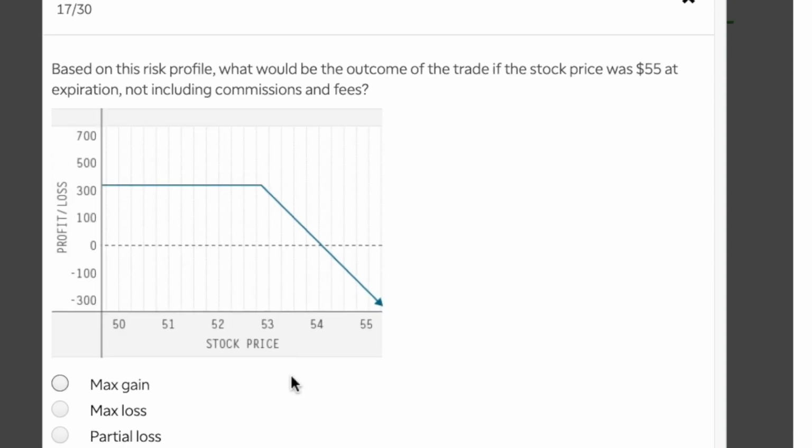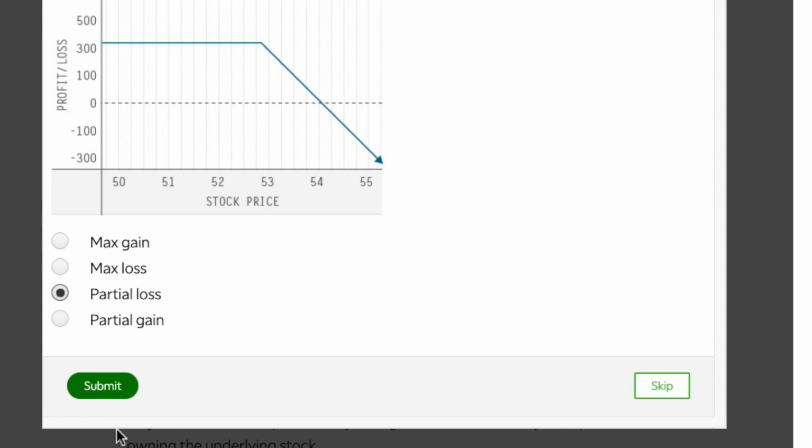Based on the risk profile, what would be the outcome of the trade if the stock price was $55 at expiration, not including commissions and fees? So if it was expired at $55, it'd be right here. So it's not max loss yet. According to this graph, it's roughly about $300, so it's a partial loss.